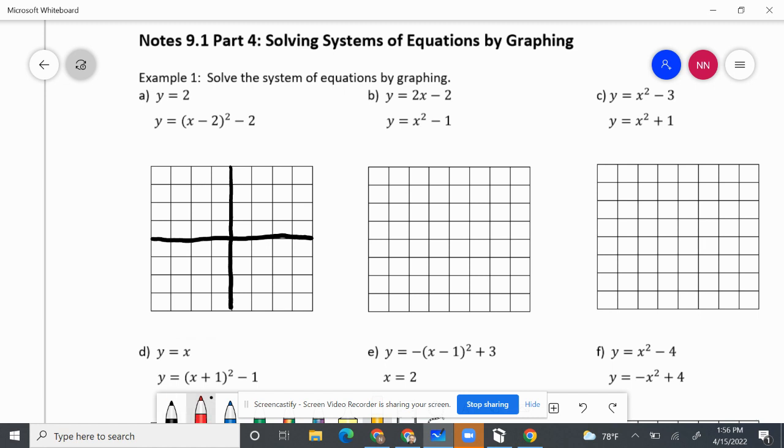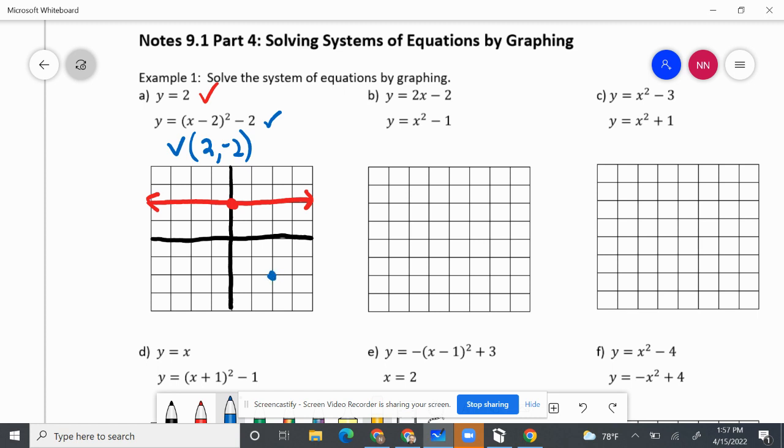When we're looking at the first one, what we have is y equals 2. So on the y-axis, I go to 2, and since there's no x value, that means the slope is 0, so I have a horizontal line. For the second equation, I'm going to look at my quadratic. I'm going to use the vertex. This is vertex form. The vertex is 2, negative 2.